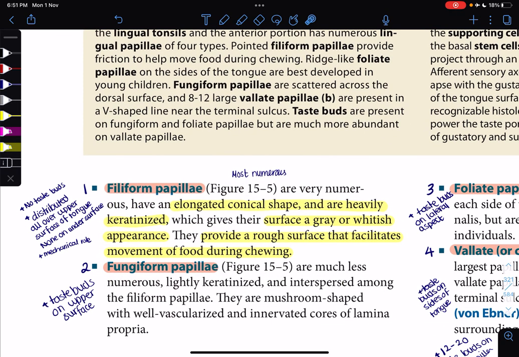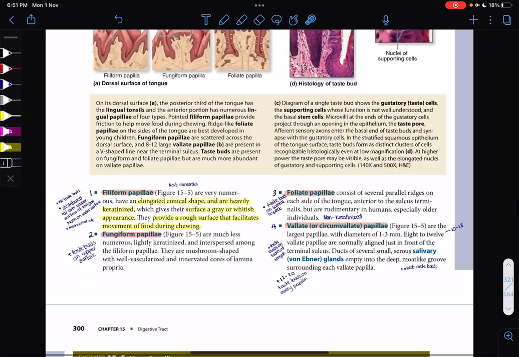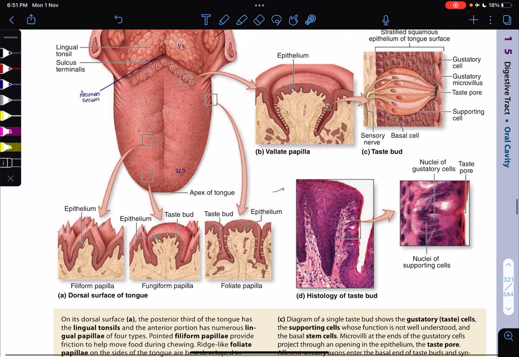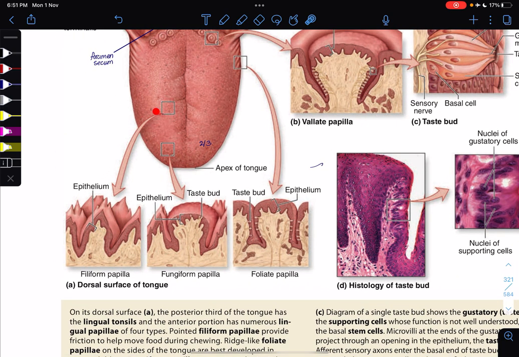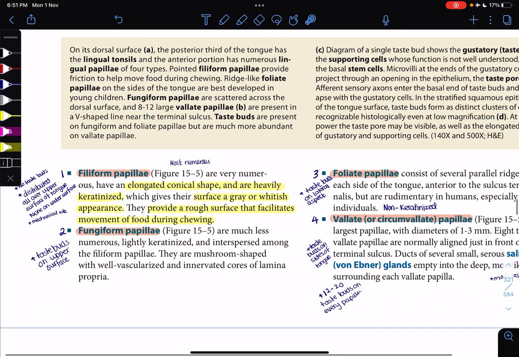أول شيء عندنا the filiform papilla, which is the most numerous. It's the most common in the tongue. As you can see, هاي filiform papilla موجودة تقريبا بال middle of the tongue, as you can see here. Okay, and they have an elongated conical shape, and they're heavily keratinized, which gives their surface a grey or whitish appearance.